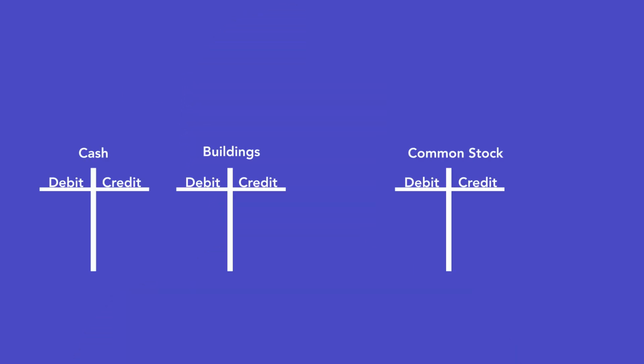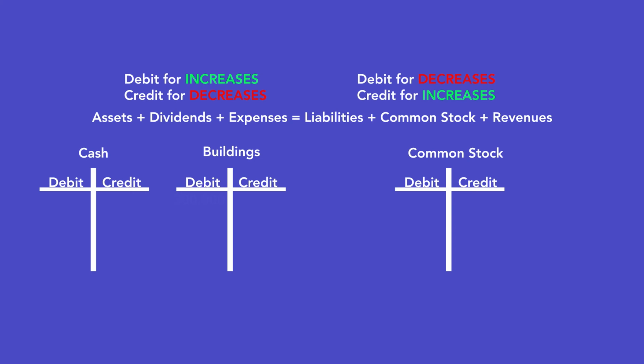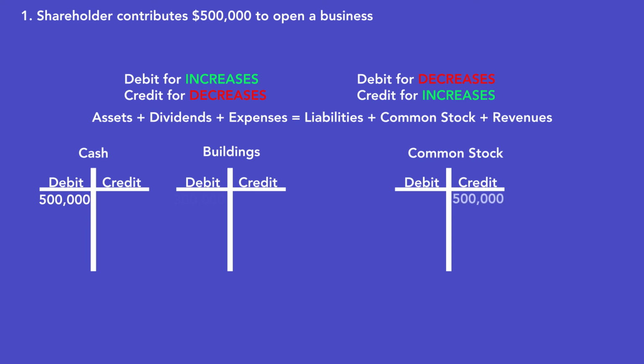I know I provided a good amount of information at this point, and I want to leave you with a couple examples to help reinforce your understanding of debits and credits. Net increases or decreases on one side of the accounting equation must have equal net effects on the other side. So let's say a shareholder contributes $500,000 to open a business. Assets will increase by $500,000, so we will debit the cash account, which is an asset, by $500,000. We will also credit the common stock account by $500,000 to represent the shareholder interest in the business.